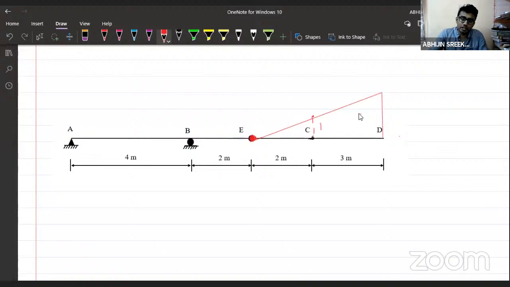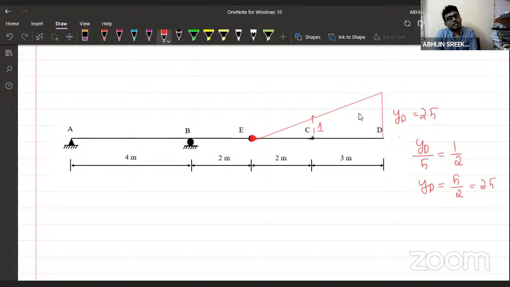You can find the ordinate here. What is the ordinate there at YD? YD divided by 5 is equal to 1 divided by 2. YD can be calculated as 5 divided by 2, which is basically 2.5. This is how we calculate and draw the influence line diagrams. Yeah, everyone, perfect answer.